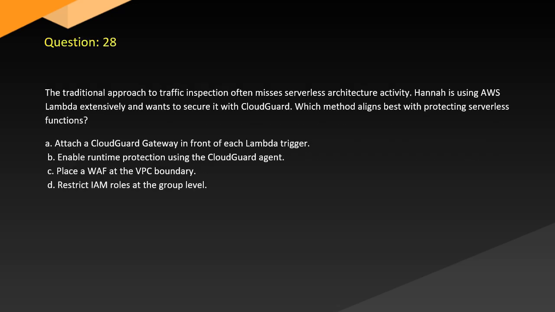Question 28. The traditional approach to traffic inspection often misses serverless architecture activity. Hannah is using AWS Lambda extensively and wants to secure it with CloudGuard. Which method aligns best with protecting serverless functions? A. Attach a CloudGuard gateway in front of each Lambda trigger. B. Enable runtime protection using the CloudGuard agent. C. Place a WAF at the VPC boundary. D. Restrict IAM roles at the group level.